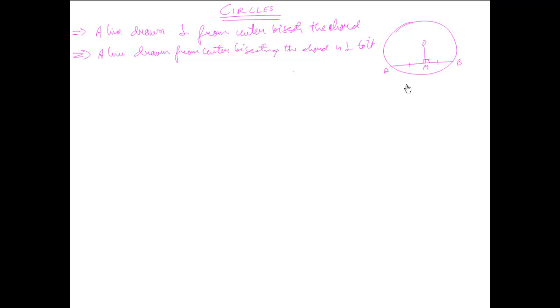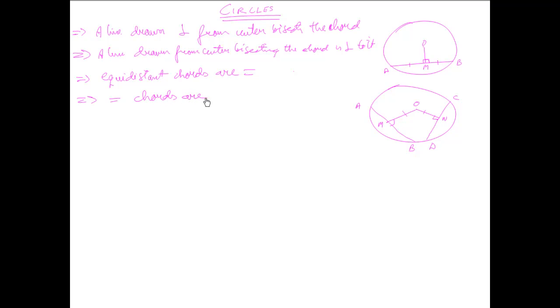Then for chords equidistant from the center, if chords are equidistant from the center, means this distance is equal to this distance, children, then the chords are equal. The length of chord AB is equal to length of chord CD if OM equals ON. So equidistant chords are equal. Converse, equal chords are equidistant from center.